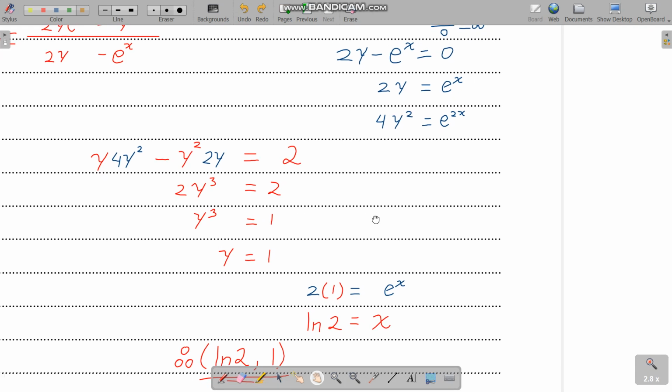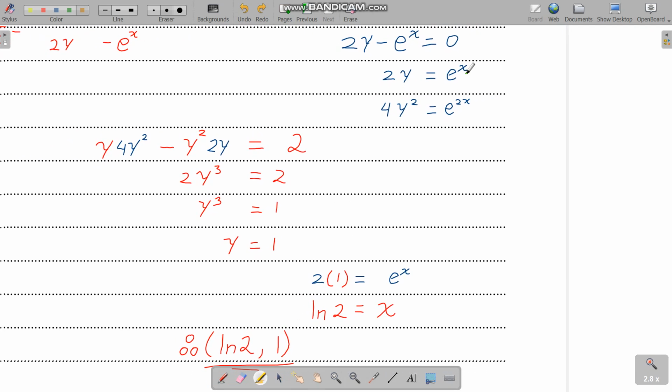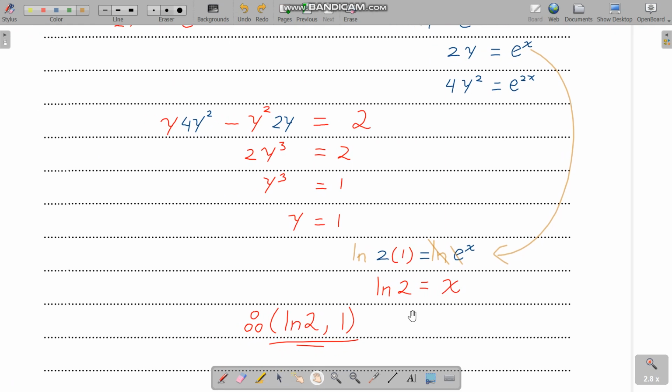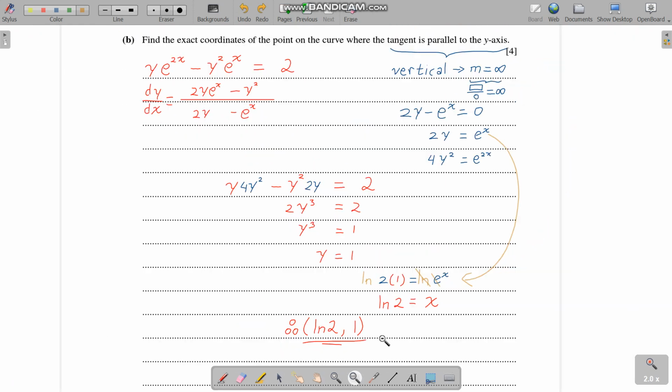To find the x value, we're just going to use this equation here. We know the y is 1, so we ln both sides to get rid of the e here. We have only the x on the right, so x is ln 2, and therefore the coordinates are (ln 2, 1). That's the final answer.